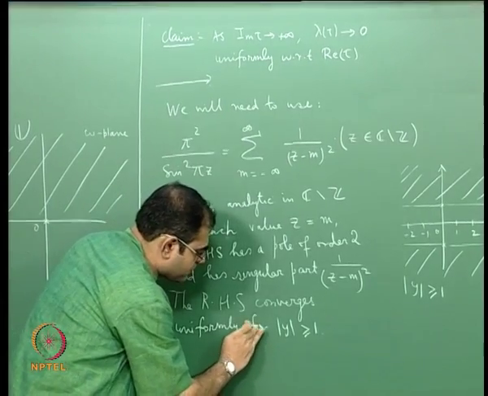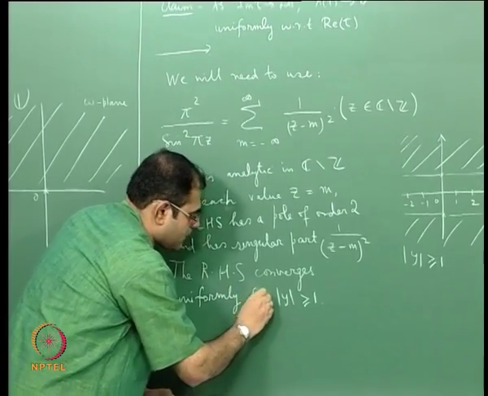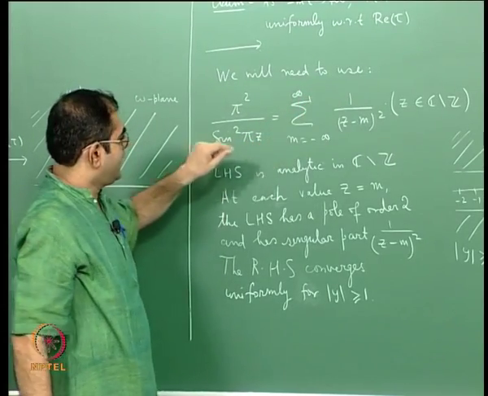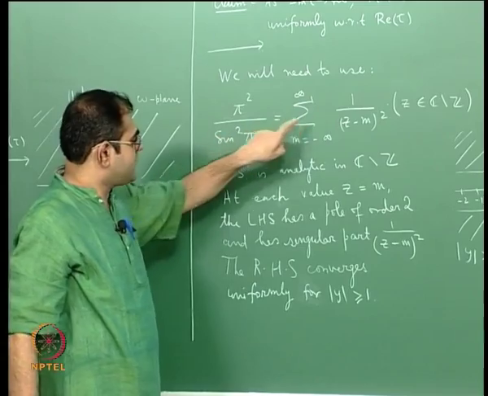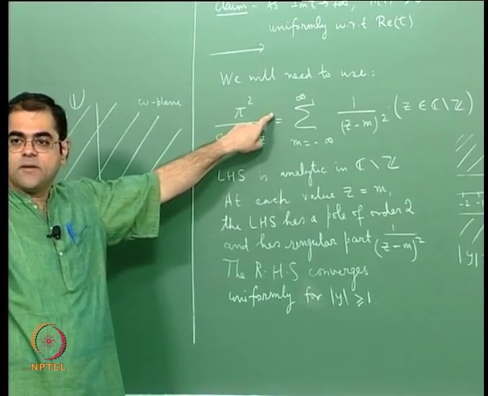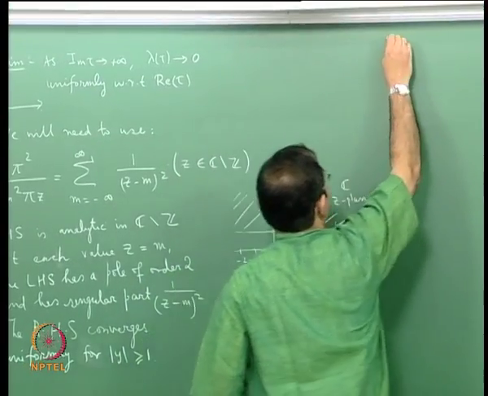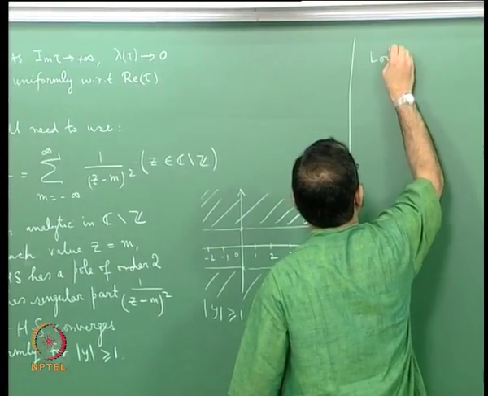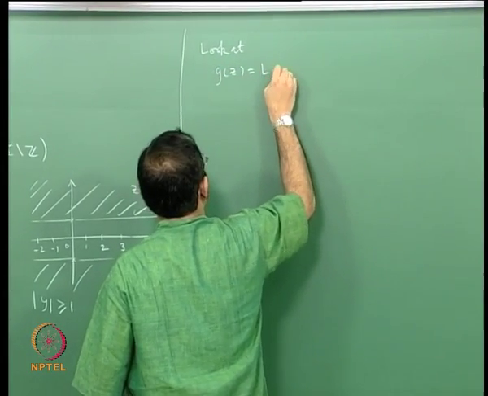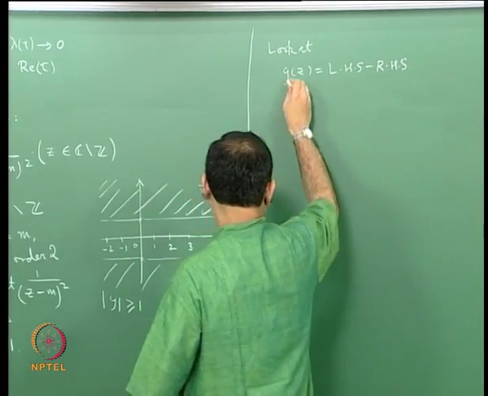Now, well, you see, we want to prove the left side is equal to the right side, which is the same as trying to show that the left side minus the right side is identically 0. Now let us look at the left side minus the right side, okay. Look at g of z, which is equal to the left hand side minus the right hand side. Look at this function, okay.